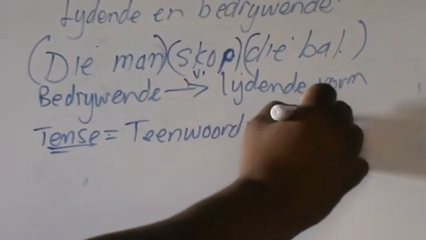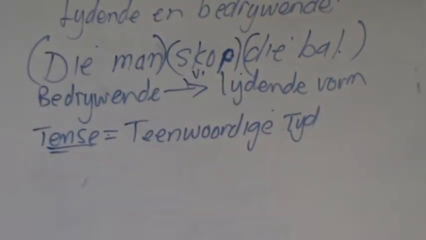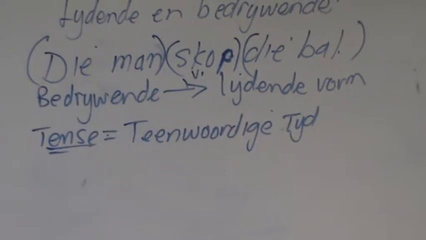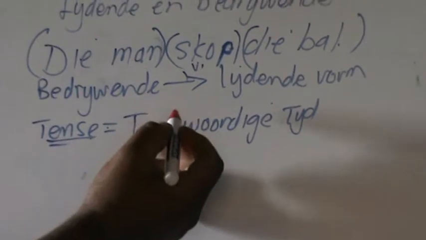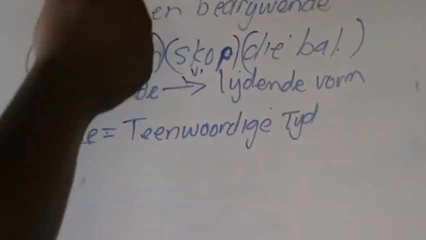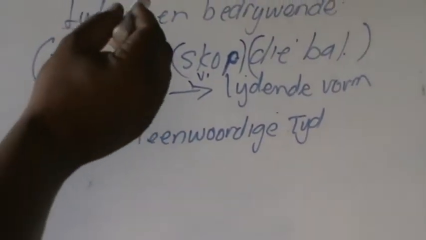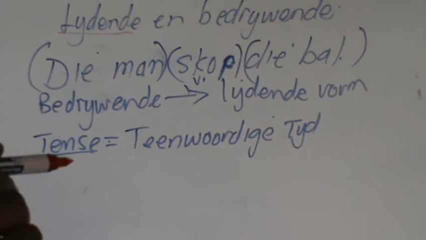Teenwoordige tyd. Right? The sentence, the tense there is teenwoordige tyd. Right. Now, what's the next thing that we have to look for? Because we said we are looking for what? Our object. When we put our sentences into lydende vorm, we have to start with our object, right?